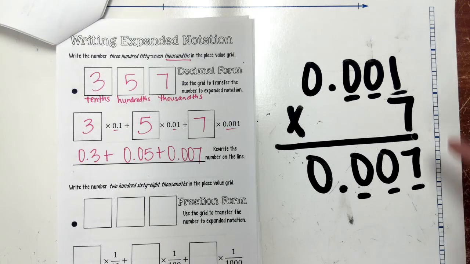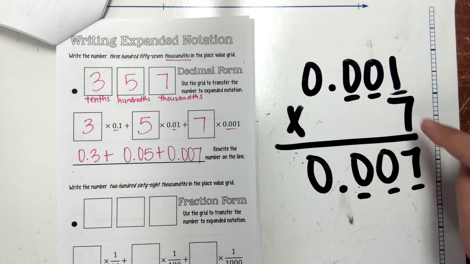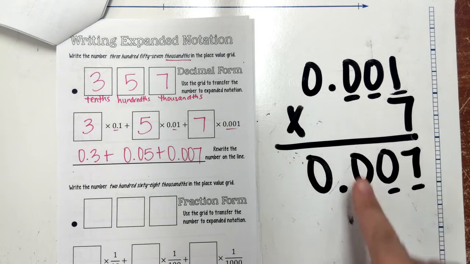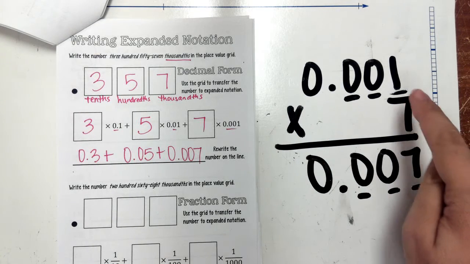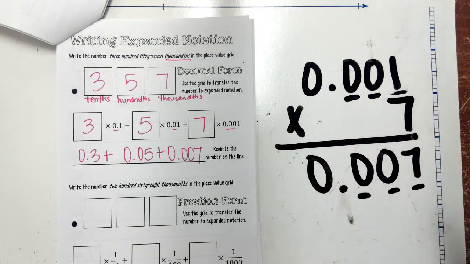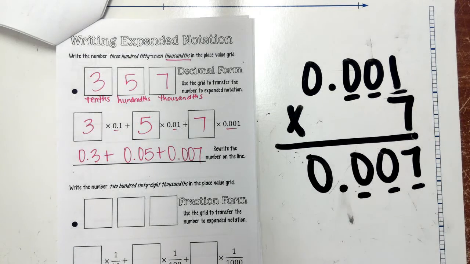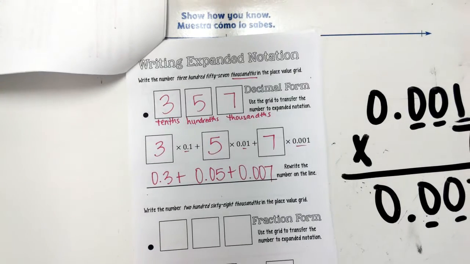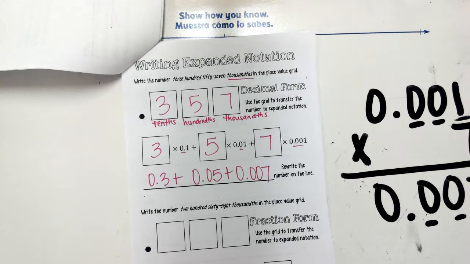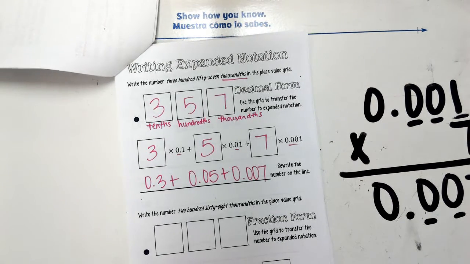So you should have something that looked like this, where you took your 7 and multiplied it by your 1,000. 7 times 1 is 7. 7 times 0 is 0. 7 times 0 is 0. And again, 7 times 0 is 0. We counted our decimal places, 1, 2, 3, 1, 2, 3, and put my decimal in. Finished our problem. That is how you write a decimal in expanded notation using decimals.